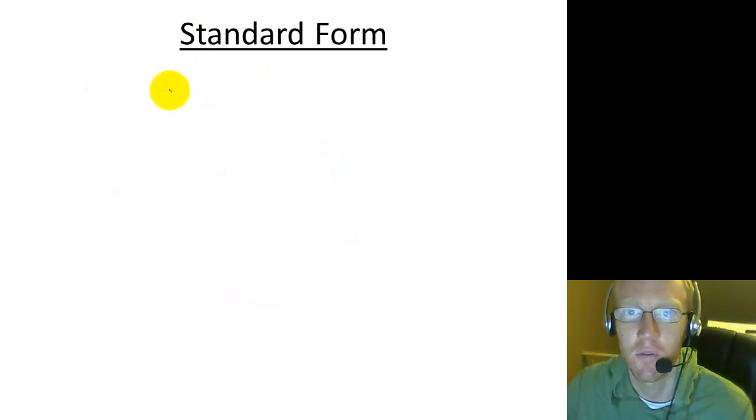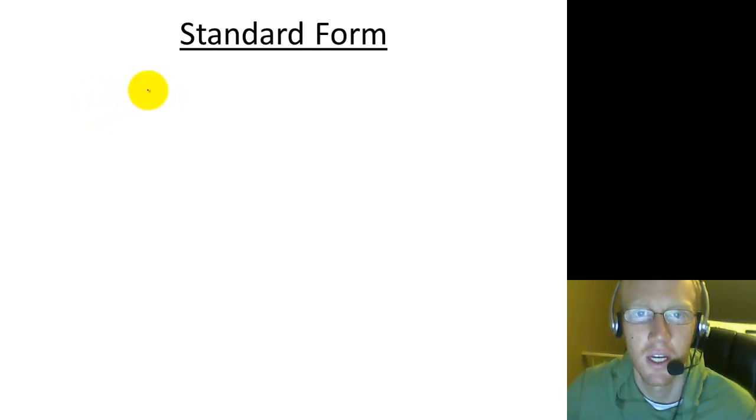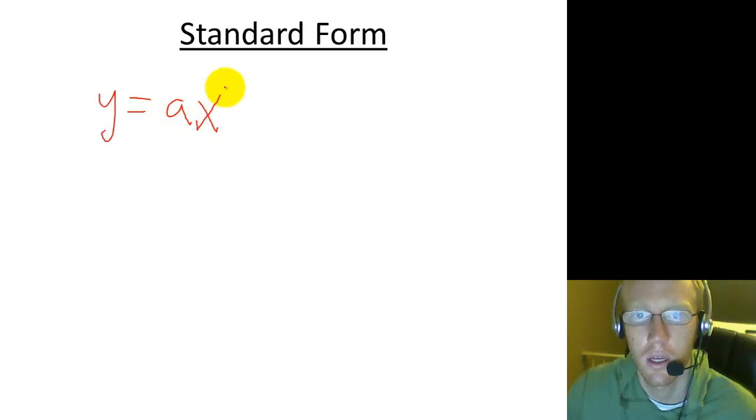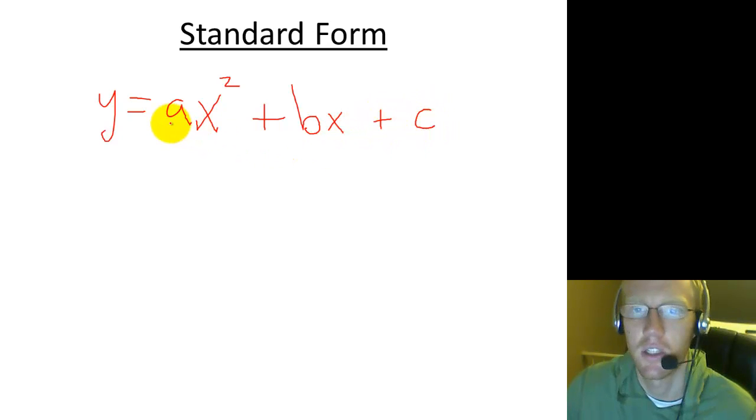Just like standard form of a line, this one is not necessarily the most useful in terms of knowing how to draw a graph, but it is useful for many other aspects of parabolas. And so standard form is y equals ax squared plus bx plus c. And so it's written as a polynomial. There's no parentheses, it's just the sum of three terms. A, b, and c are all numbers.